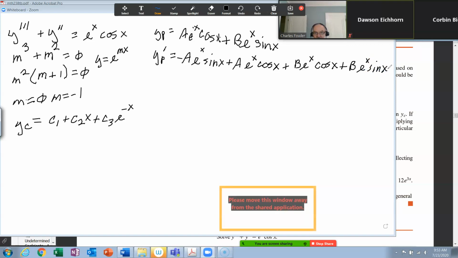Because you have different a's and b's here, nothing comes out, no combining like terms. You could group things together. Obviously, e to the x could be factored out of everything, but we'll hold off on that for a moment. So let's move on to y p double prime.